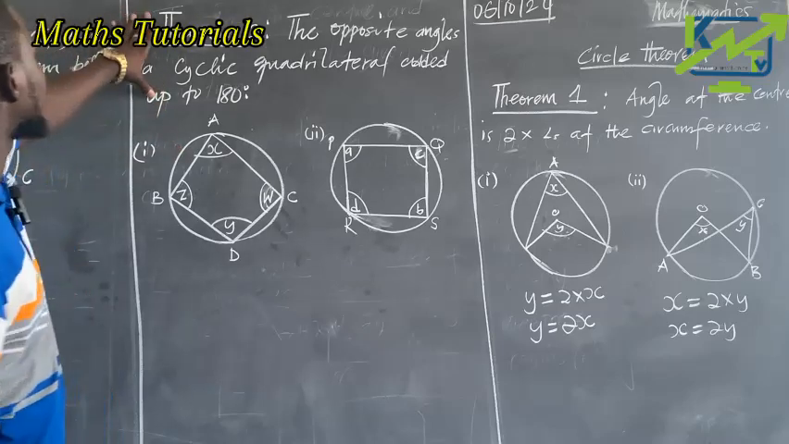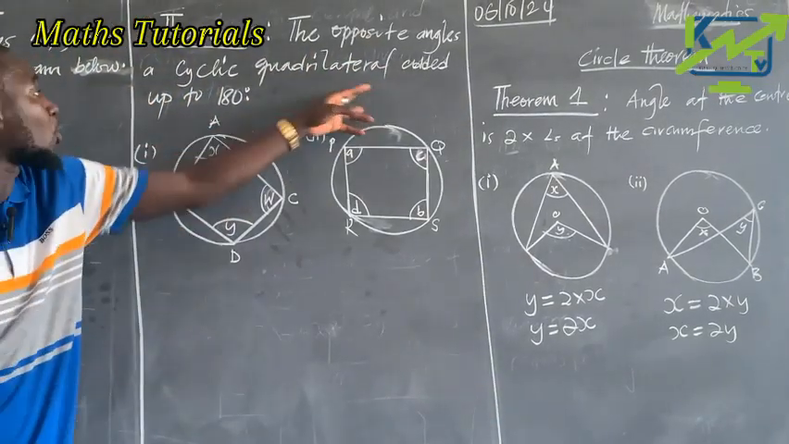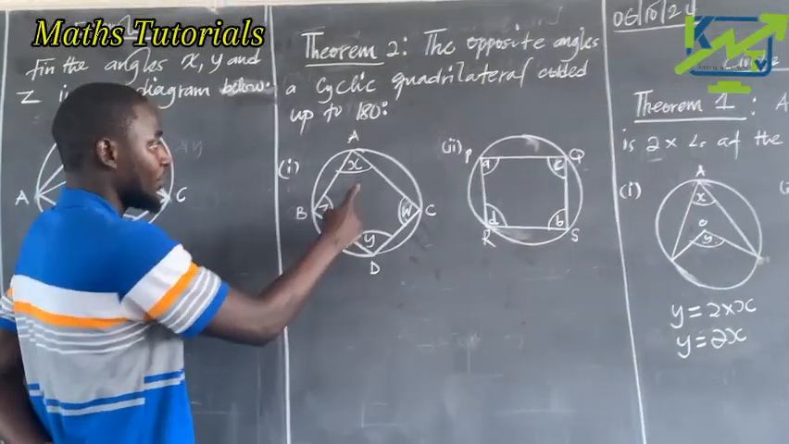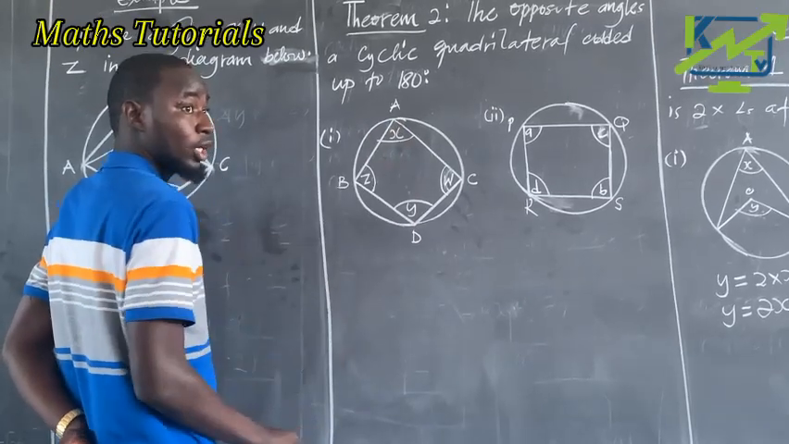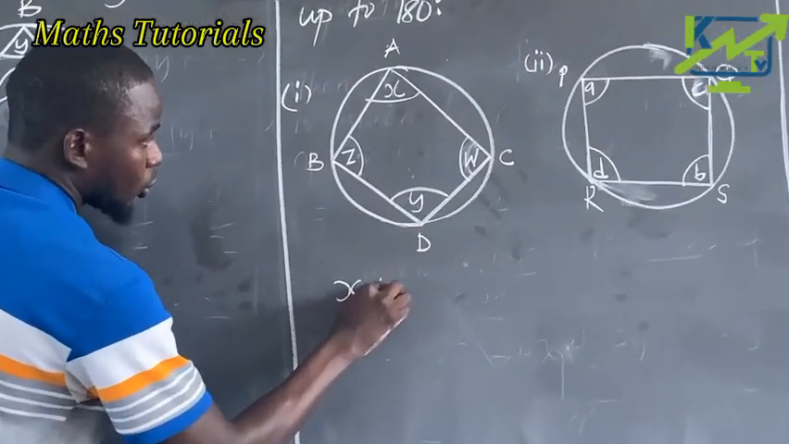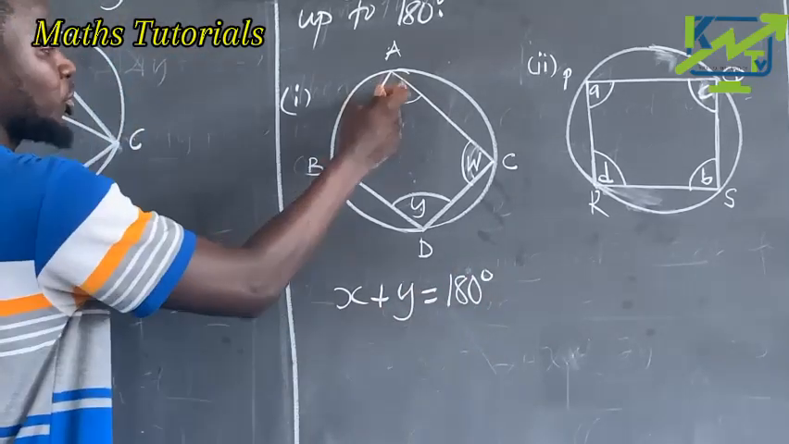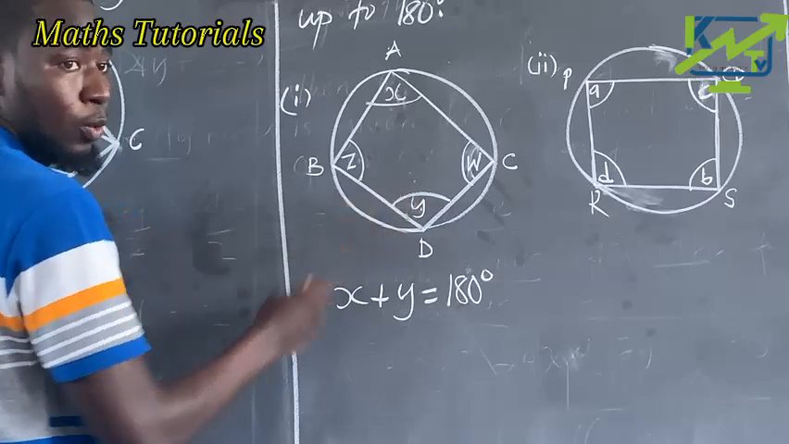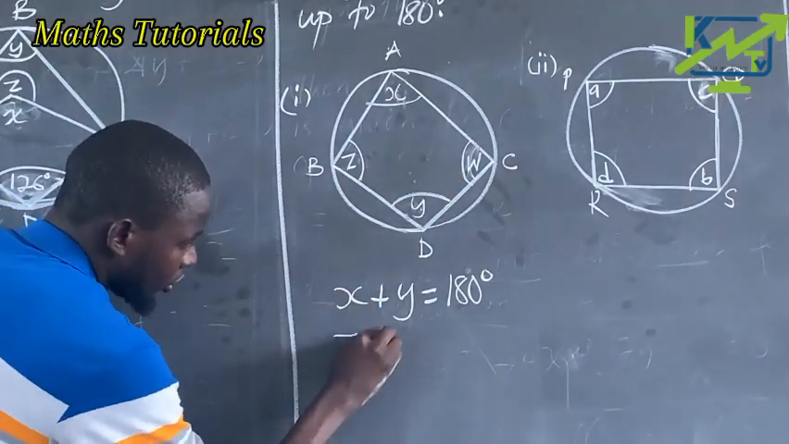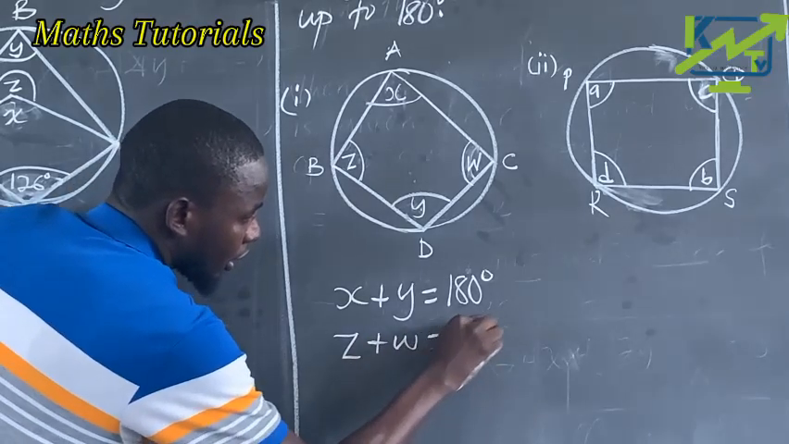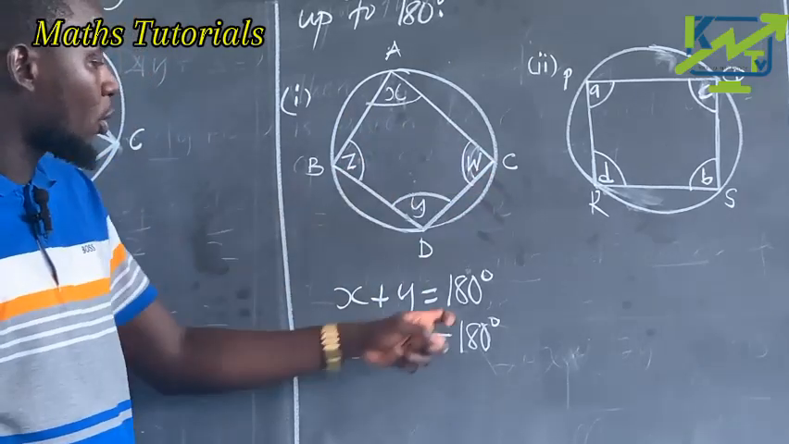So this other one also is theorem 2, which says that the opposite angles of a cyclic quadrilateral add up to 180 degrees. That is, if I add these two opposite angles here, their sum is going to be equal to 180 degrees. So I will say x plus y is going to be equal to 180 degrees. That is, opposite angles of a cyclic quadrilateral add up to 180 degrees. So here also z plus w must be equal to 180 degrees. That is the same reason. Opposite angles of a cyclic quadrilateral add up to 180 degrees.